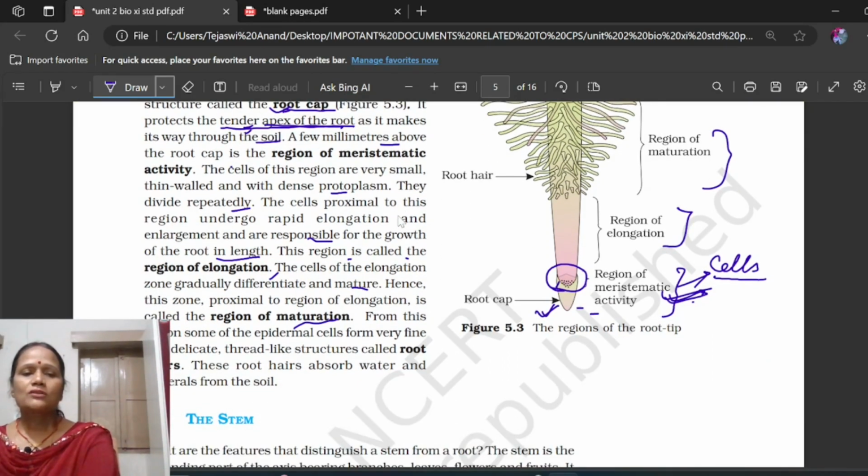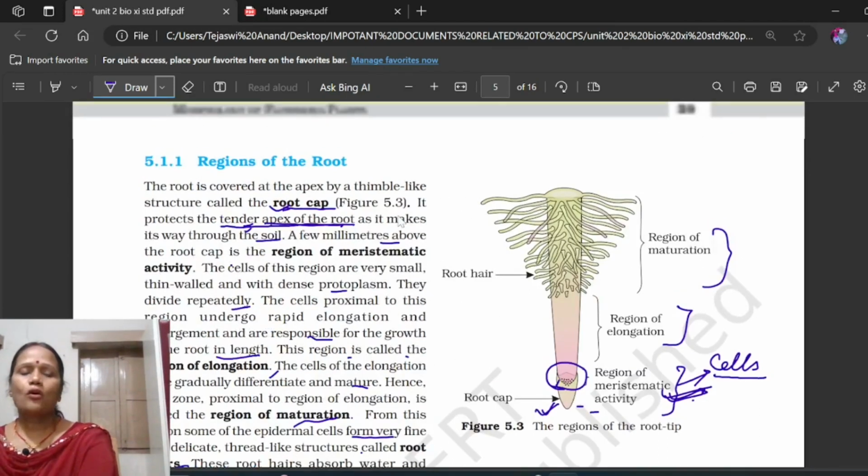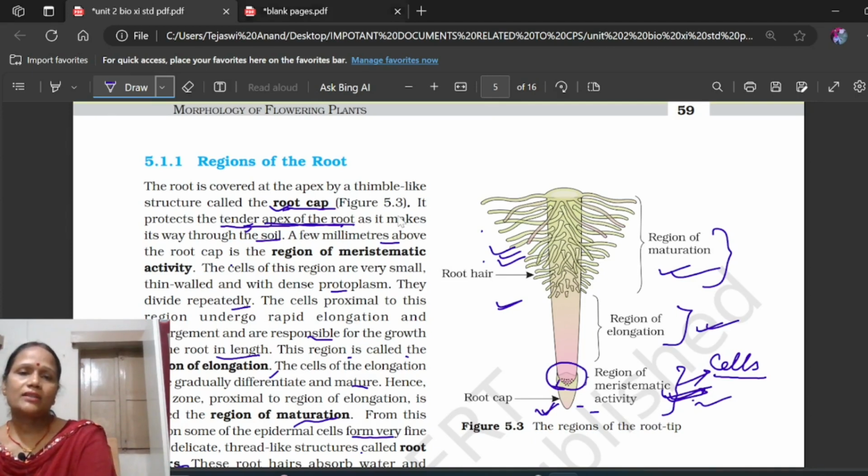From this region, some of the epidermal cells form very fine and delicate thread-like structures called root hairs. These root hairs absorb water and minerals from the soil. As you all know very well, plants absorb water from the soil only through the root hairs. The root hairs are found in which region? This is the region of maturation, this is the region of elongation, and this is the region of meristematic activity.